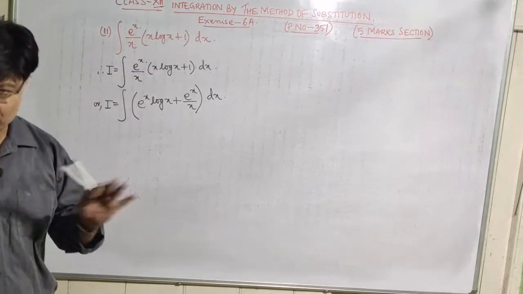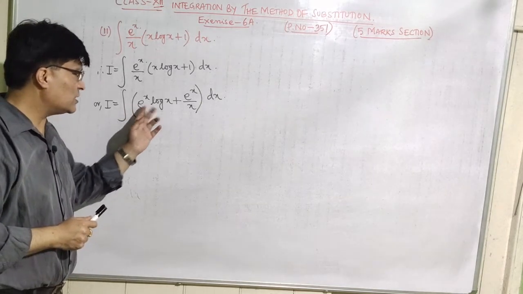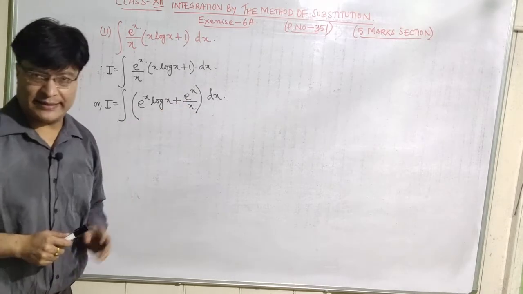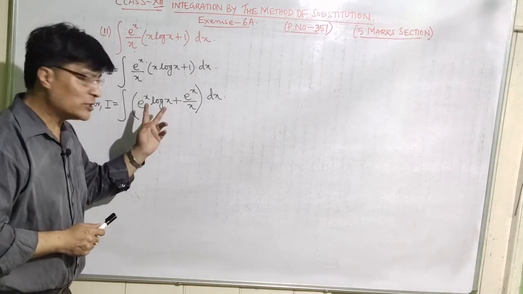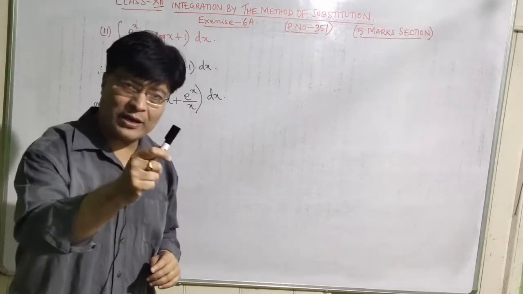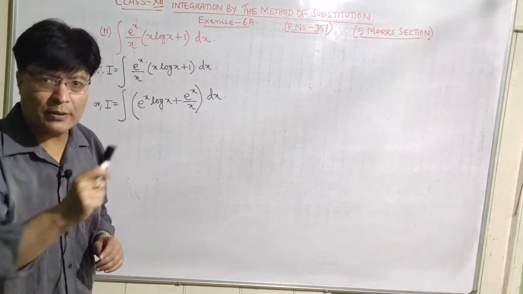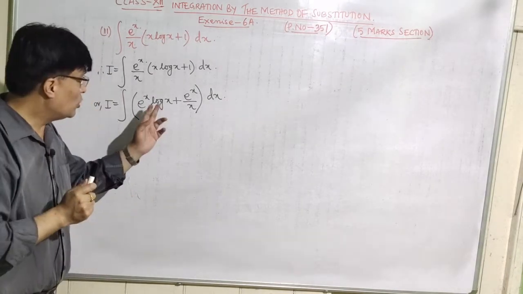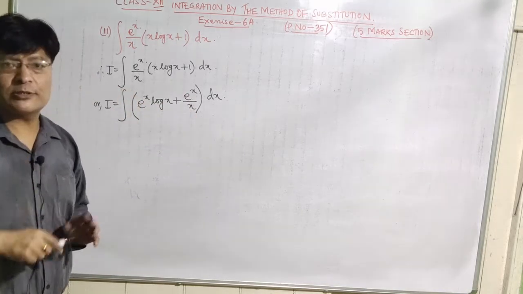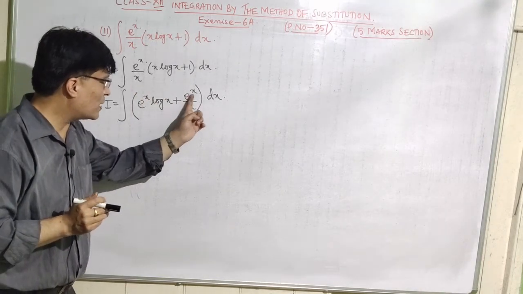Now let us forget about e to the power x for the time being. So it is log x plus 1 upon x. What is the relation between log x and 1 upon x? The differentiation of log x is 1 upon x. So if the differentiation of log x is 1 upon x, what do we suppose this first term to be? We suppose it as z. Is that clear? The differentiation of log x is 1 upon x.